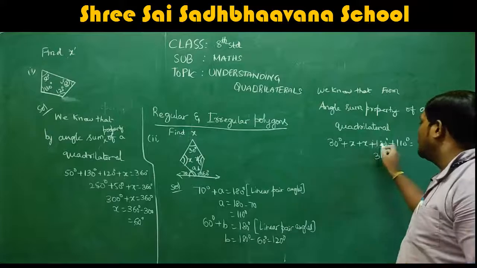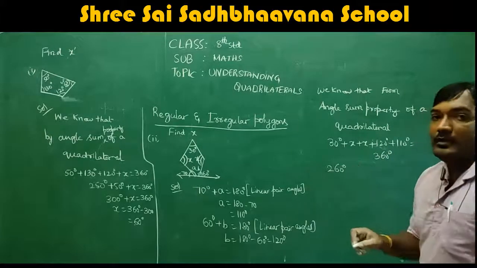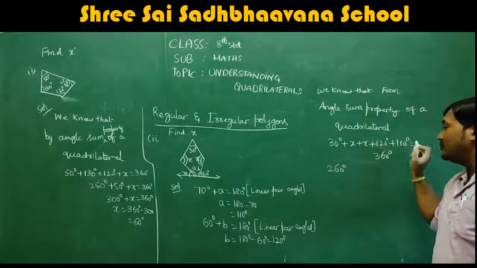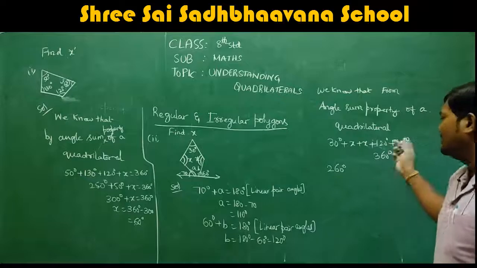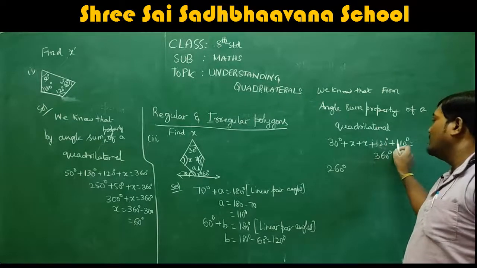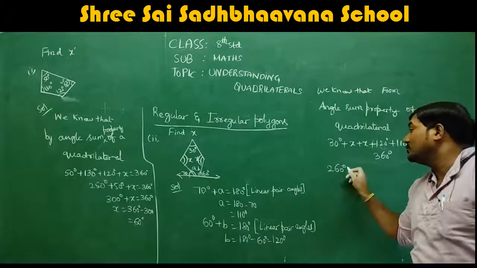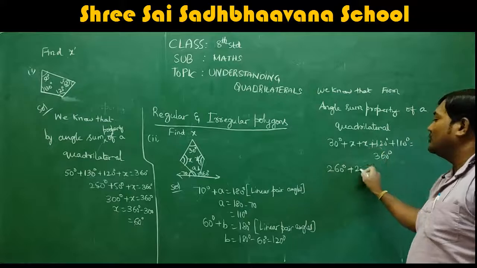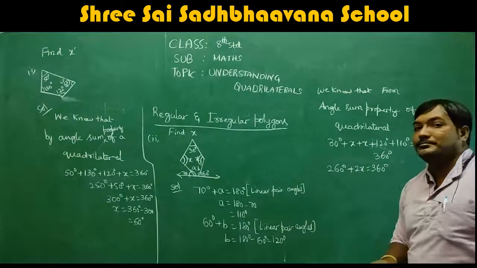So how much will you get here? 120 plus 110, which is 230. Correct? It's simple math. 2 plus 1 is 3, 1 plus 1 is 2, so that's 230. 230 plus 30 is 260, plus x plus x, 2x, which is equal to 360 degrees.